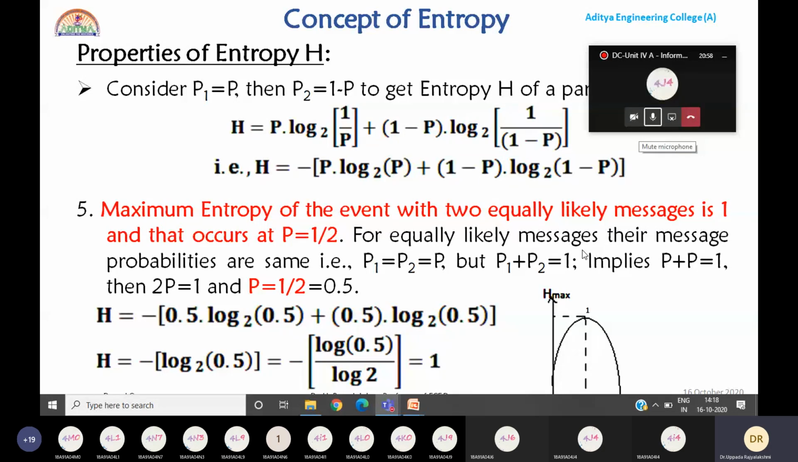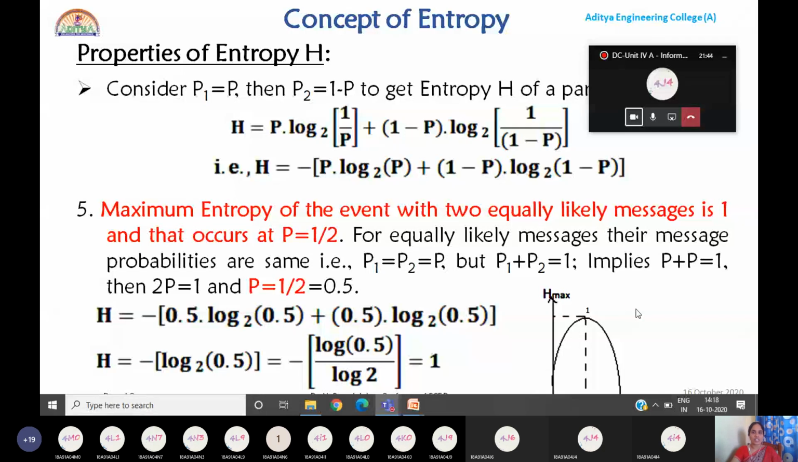For equally likely messages, their message probabilities are same. That is P1 is equal to P2 is equal to P. Here 2P will be 1, so P will be equal to 1 by 2 or 0.5. So entropy is equal to minus of 0.5 log 0.5 base 2 plus 0.5 log 0.5 base 2, which is minus of log 0.5 base 2. You know that log A base 2 will be log A by log 2. Already we calculated that log 0.5 by log 2 is minus 1. So minus of minus 1 will be plus 1.